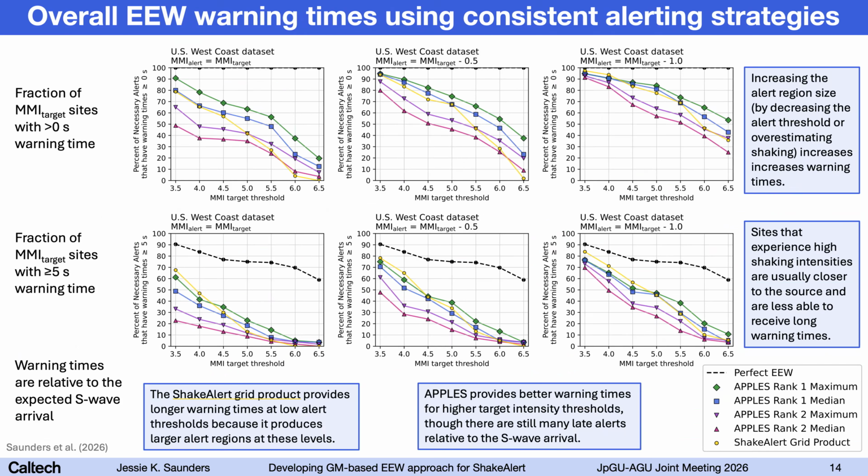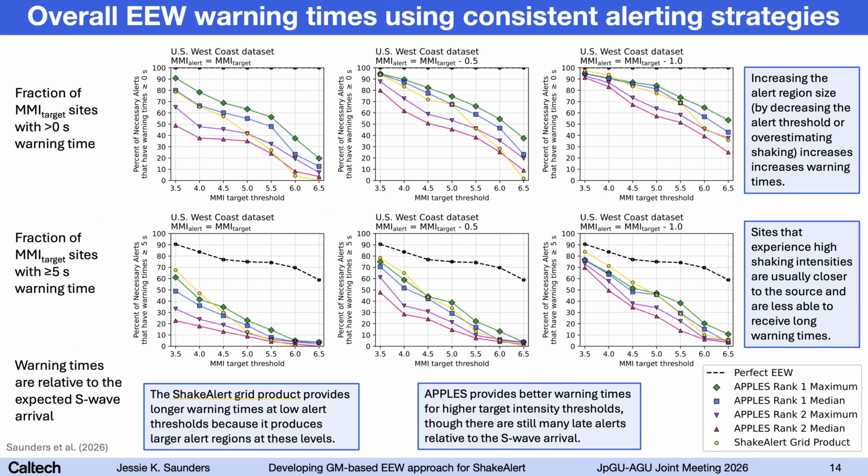Focusing on ShakeAlert in yellow, we see that ShakeAlert provides longer warning times at low alert thresholds compared to Apple's, and this is because it produces larger alert regions at these levels. However, Apple's is able to provide better warning times for higher target intensity thresholds, though there are still many late alerts relative to the S-wave arrival.